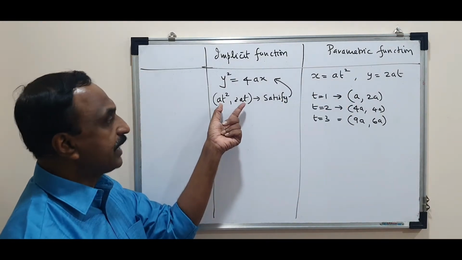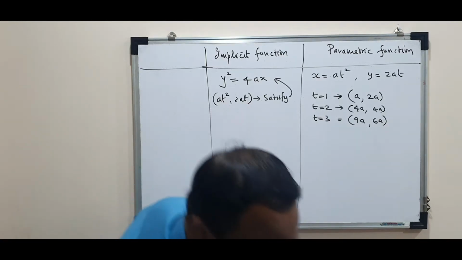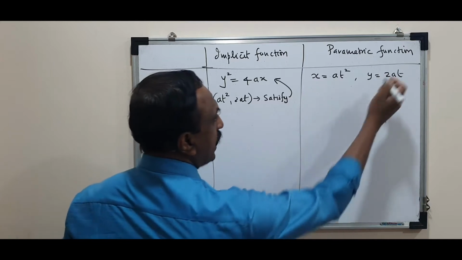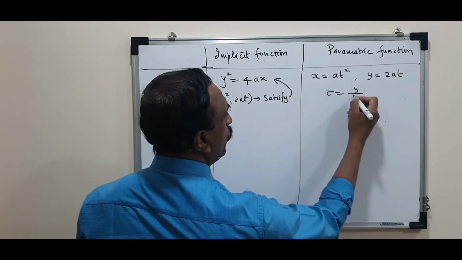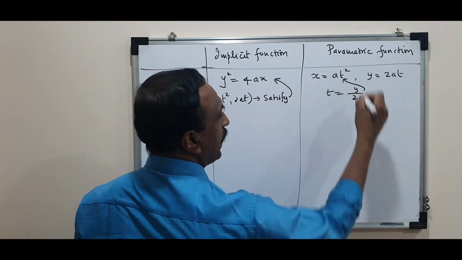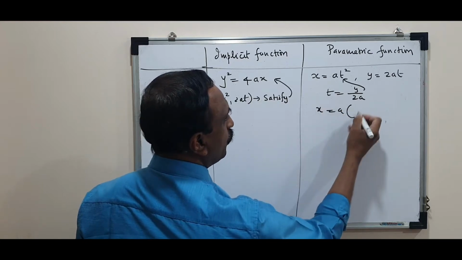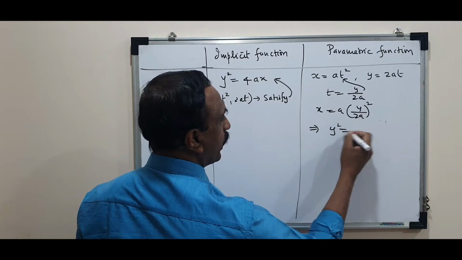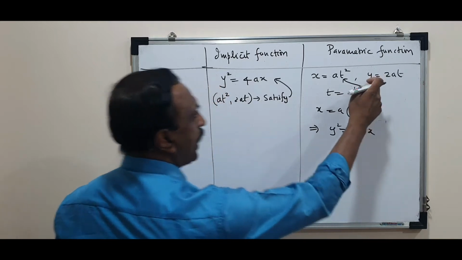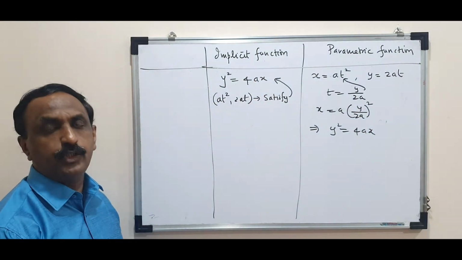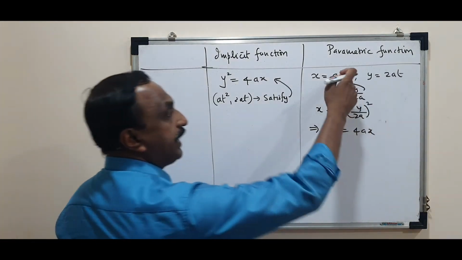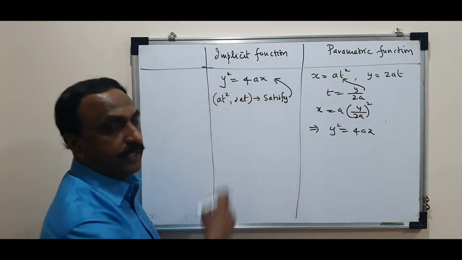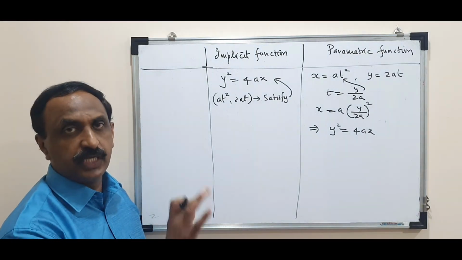And we also notice that if I eliminate t, that means I can write t as y upon 2a. And if I put this t back here, x is a into y upon 2a the whole square. And this will turn to y square equal to 4ax. That means a parametric function can be converted to an implicit function by eliminating the parameter. These are the points to remember.